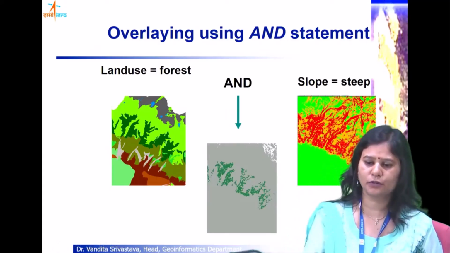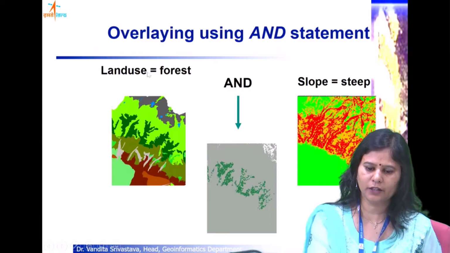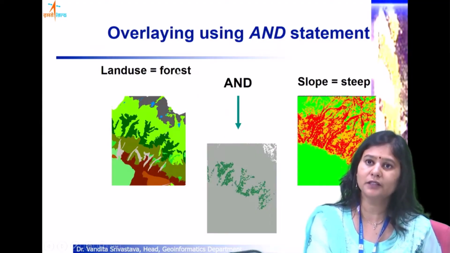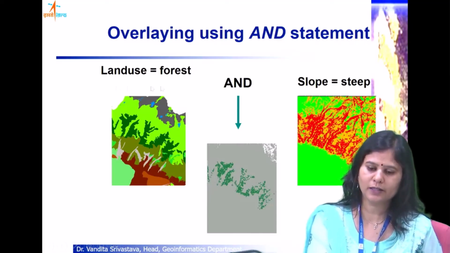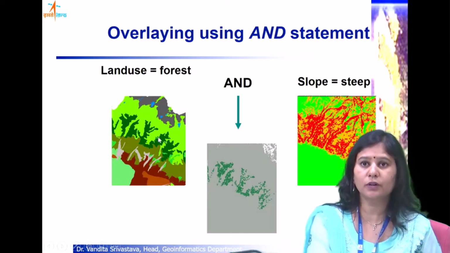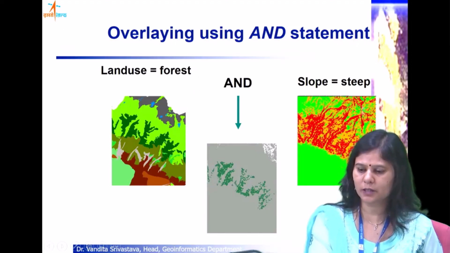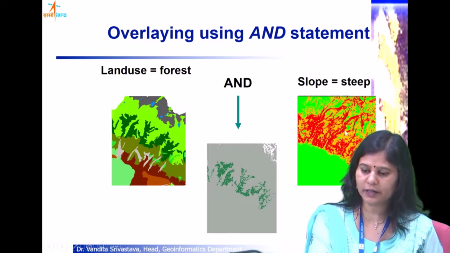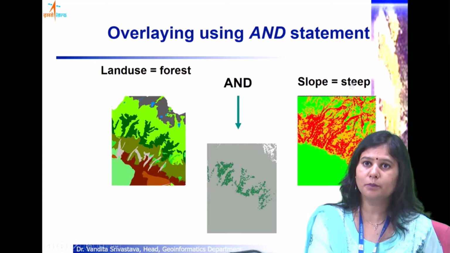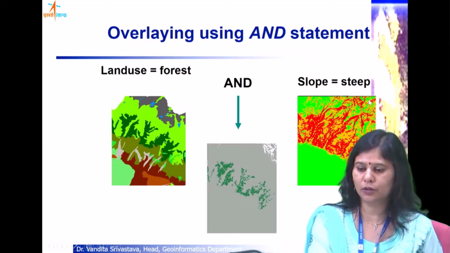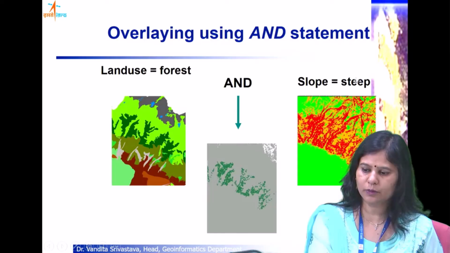Just a few examples of analysis, like if I have a land use and a slope map. If I want to find out where the forest areas with steep slopes are, I can simply run a query. Now this information on land use is stored in a column of the table. So land use is forest and slope is steep. Now to make this query run, I need to first categorize my slope into steep, moderate and low, like that. I need to make categories.